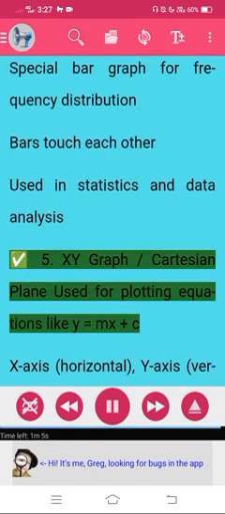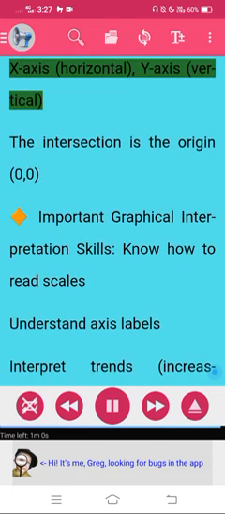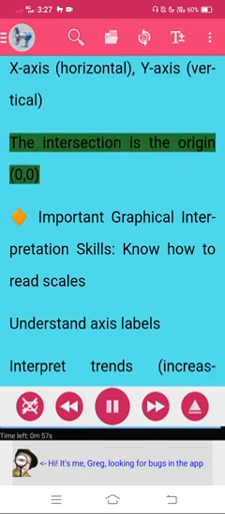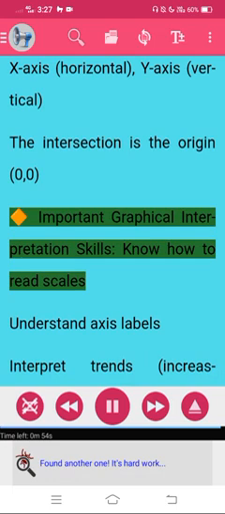5. XY graph (Cartesian plane): used for plotting equations like y equals mx plus c. The x-axis is horizontal and the y-axis is vertical. The intersection is the origin, (0, 0). Important graphical interpretation skills: know how to read scales.